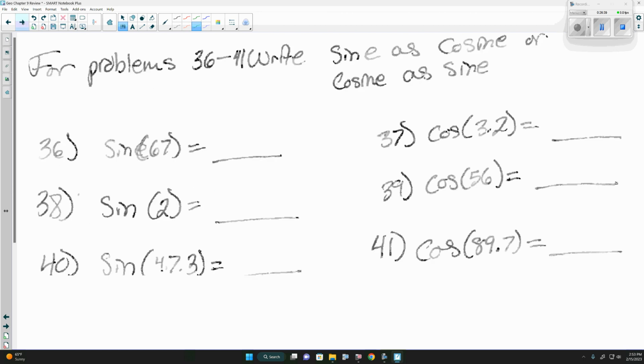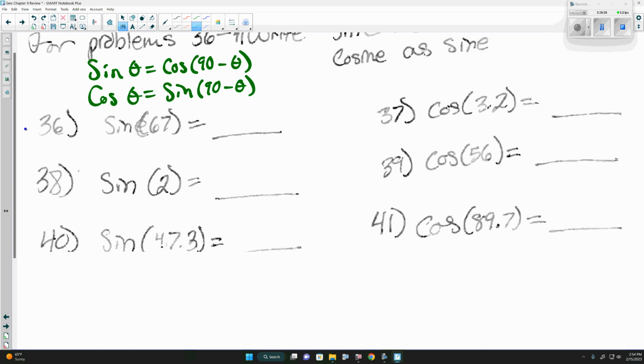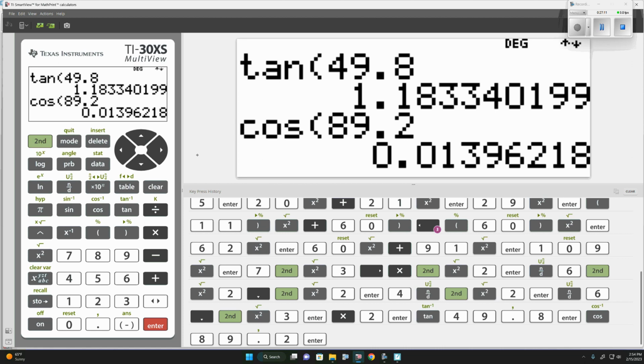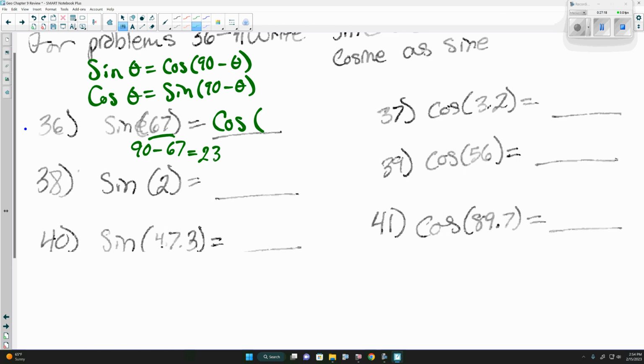Rewrite sine as cosine and cosine as sine. Well, we know that sine of a given angle is equal to cosine of 90 minus that angle. And cosine of a given angle is equal to sine of 90 minus said angle. Which means on all of these here, to rewrite sine as cosine, I'm taking 90 and subtracting from it 67, and 90 minus 67 is 23. So cosine of 23 is the same as sine of 67.